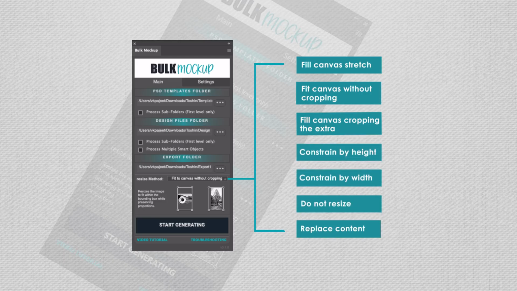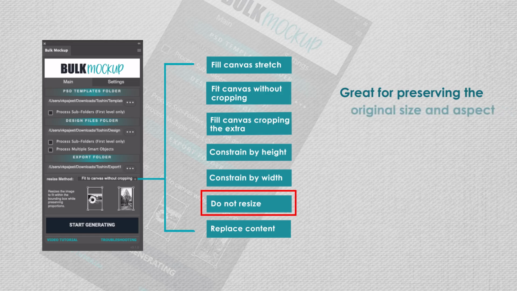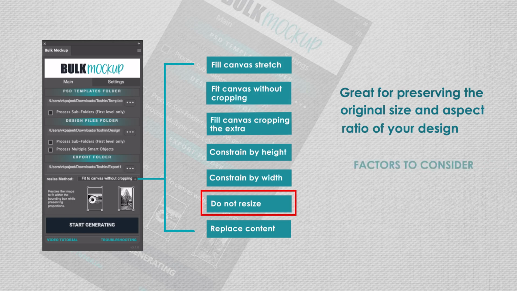Overall, the Do Not Resize method is great for preserving the original size and aspect ratio of your design file. However, it's important to understand how it behaves in different situations. Also, as mentioned, always consider the dimensions and PPI of your design file in relation to the smart object layer. These factors can help you effectively use Do Not Resize to maintain the integrity of your designs while placing them in your mockups.